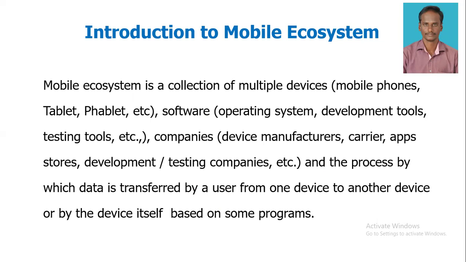Data sharing can be done between devices of the same operating systems or different operating systems. For example, the data may be shared from iPhone to Windows Phone or from iOS to Android or Android to Android. So we can know clearly that the data sharing may be done between the devices of the same operating system or different operating systems.